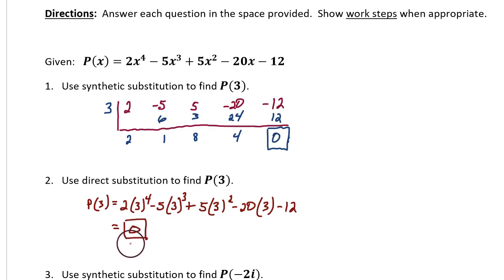Now we're using the same polynomial in number 1 and number 2, and we're substituting the same value. We have to get the same answer. So if you get different answers for question 1 and 2, then you need to go back and check your work on either 1 or 2.